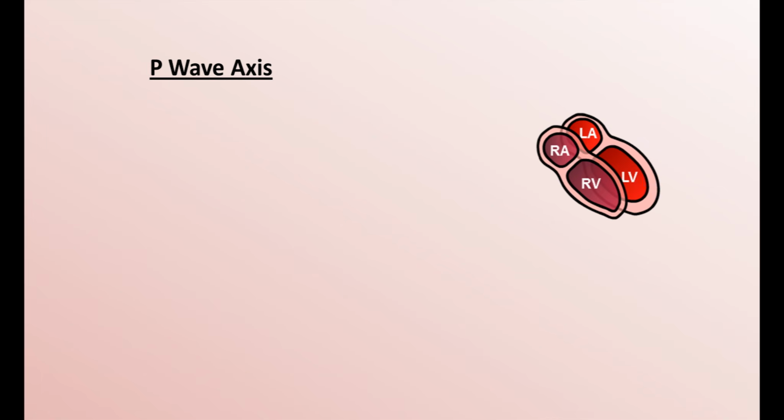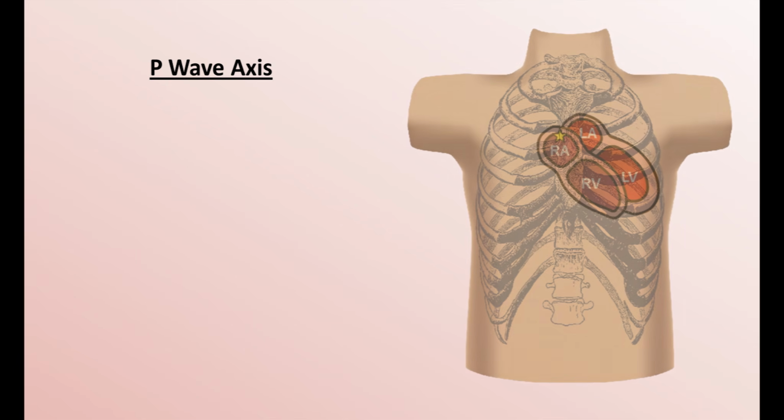What is the normal P-wave axis? To answer this, let's look at cardiac anatomy from a frontal view. This will represent the right atrium and ventricle, and here is the left atrium and left ventricle, which lies to the left and posterior. The sinus node sits high in the wall of the right atrium near the entrance of the superior vena cava. And here, this will help us orient the heart relative to the chest wall.